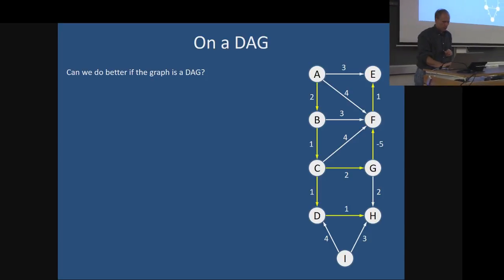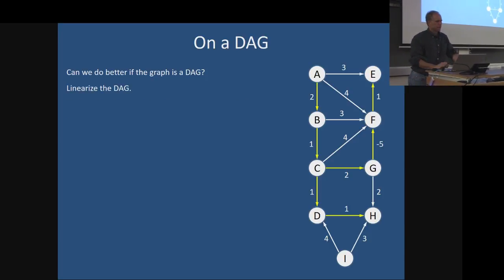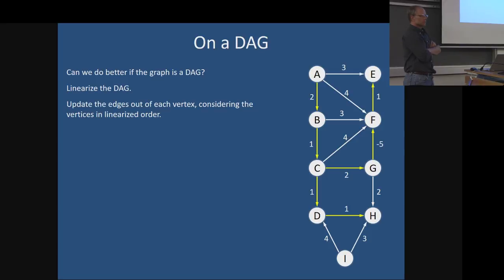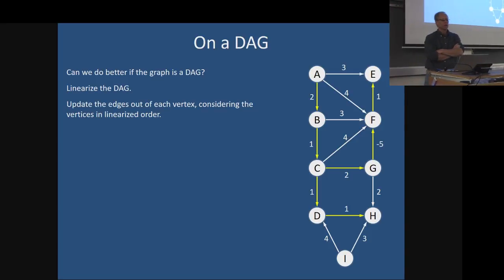So you modify your graph that way, then you can run a shortest path algorithm on it. Okay, so the trick is to linearize the DAG and then update the edges in linearized order. Now, why will that serve to do all the yellow updates in the right order?